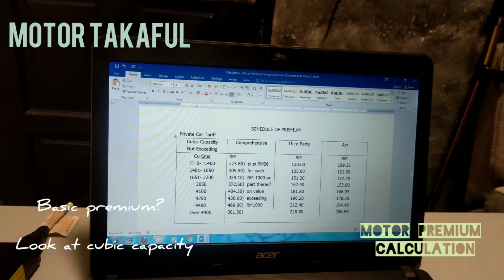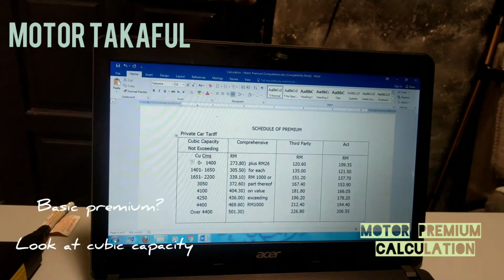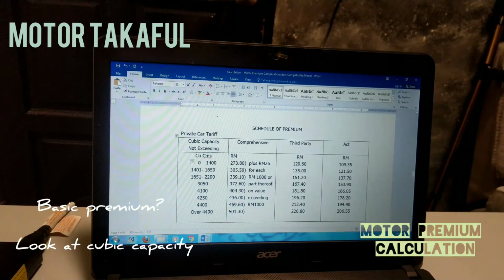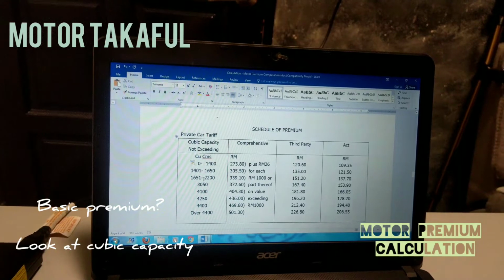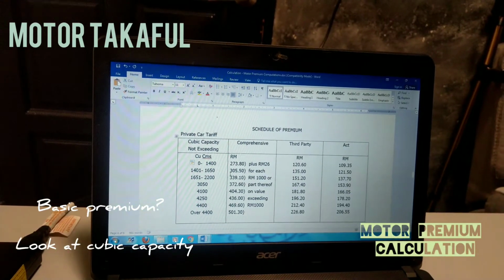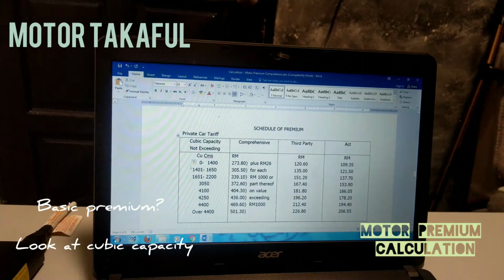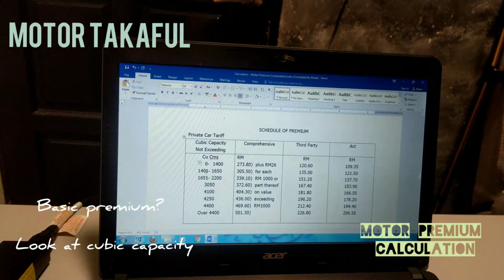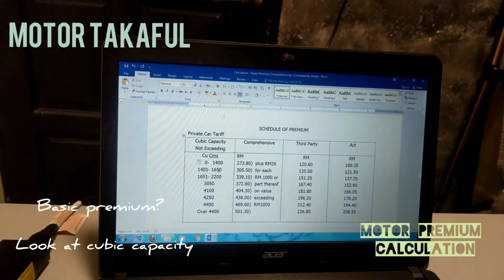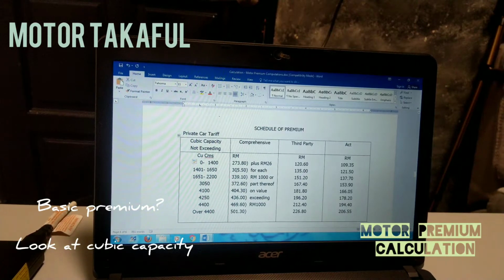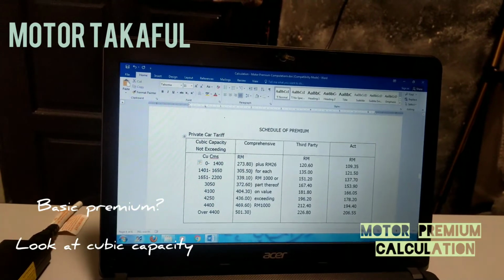So 0 until 1400 is 273.80. 1401 until 1650 is 305.50. 1651 until 2200 is 339.10. So 1600 falls under the range of 1401 until 1650. So the basic premium for the Iris is 305 ringgit 50 cents.